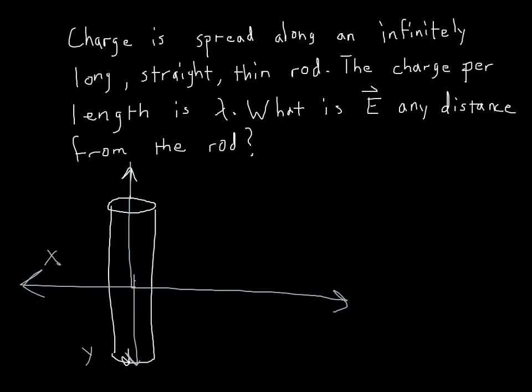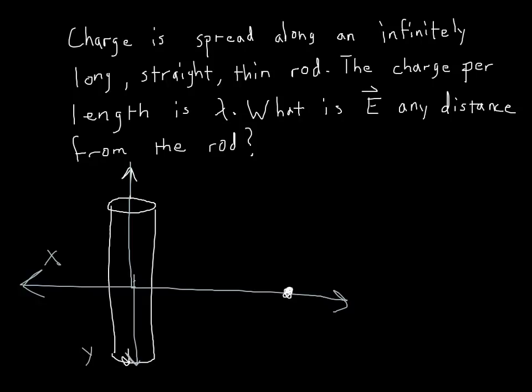Now the way I've set this up, in the Y direction, that's the direction of my rod. And in the X direction is the distance that I can go away from my rod. So let's say I go some certain distance out here. I want to figure out what is the electric field at this distance away from my rod. Let's draw what those electric fields are going to look like.